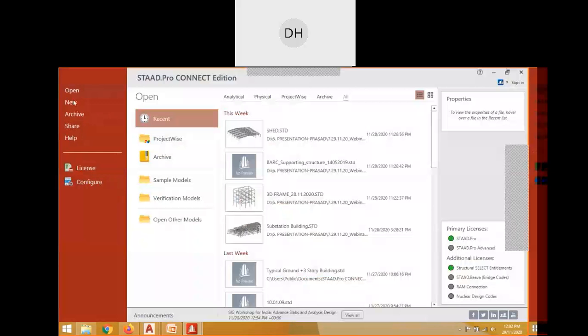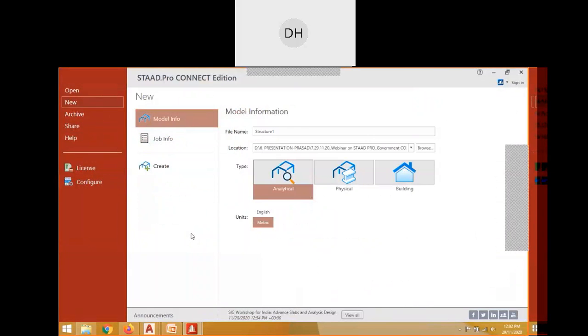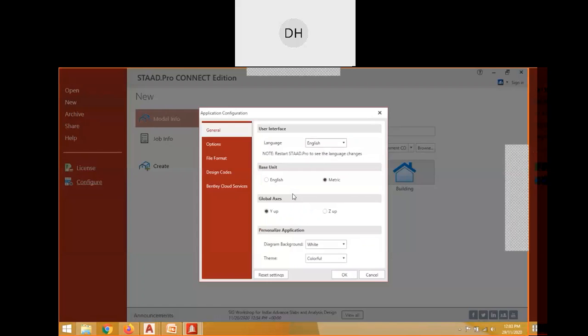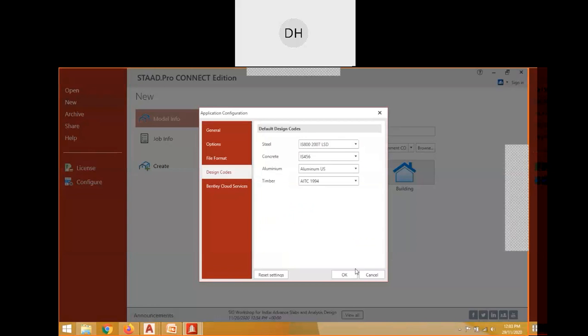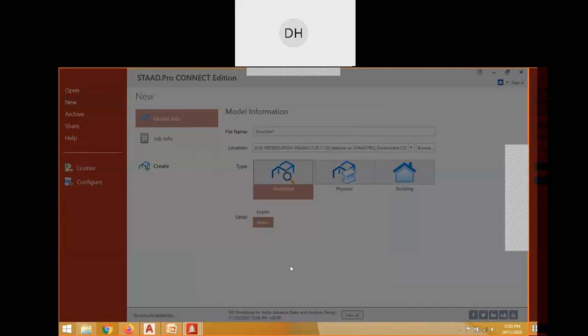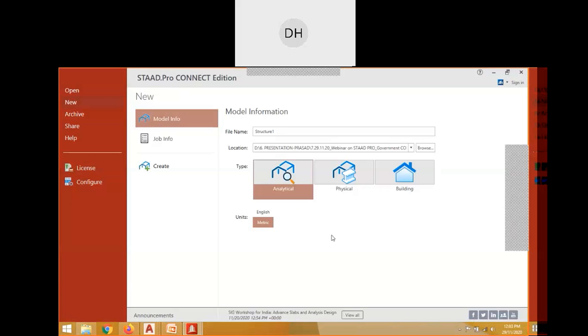Okay, so that's it. You have to say okay for this, and your configuration is done now. So you can go for the new modeling. Just check the configuration before going for the new model. Then it will ask you where to save your model. There is a location and a file name. You can put a file name so that you can recall the type of model, what model you have prepared. Here I'm just putting 3D frame.